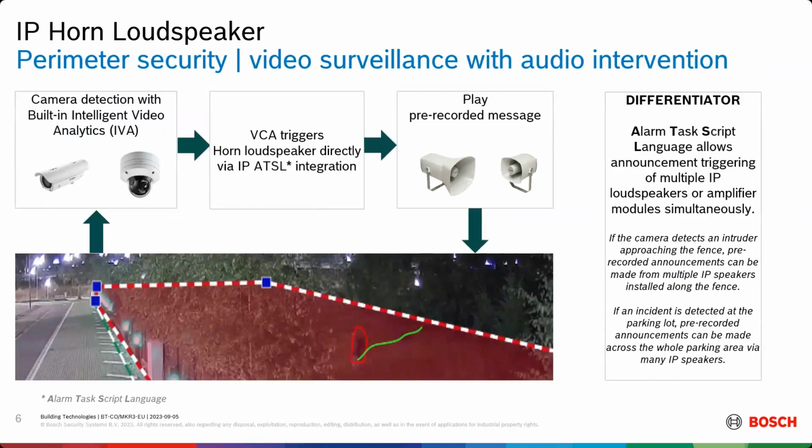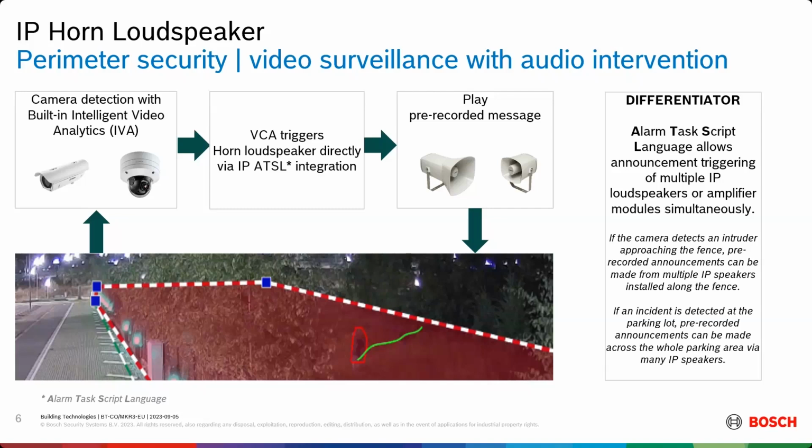So, focus applications. Let's start with the IP Horn Loudspeaker, very much in the context of a security application. What you, for instance, see here is a perimeter fence, which is being protected by security cameras. And instead of having only the physical alarm follow-up, there is also an option to use a loudspeaker to warn an unwanted person who is approaching the fence. So this is what we see here in the picture.